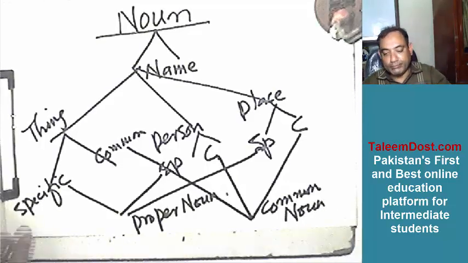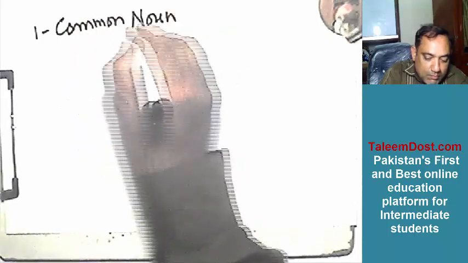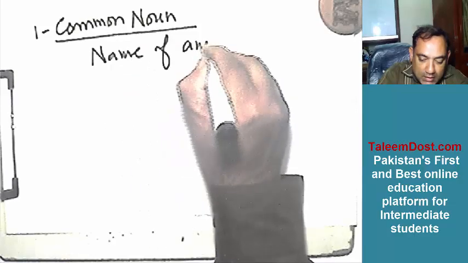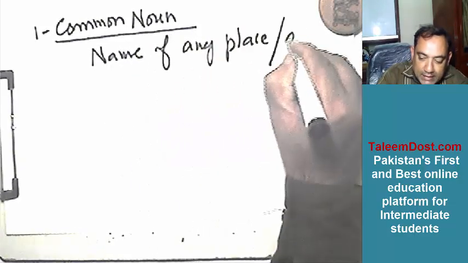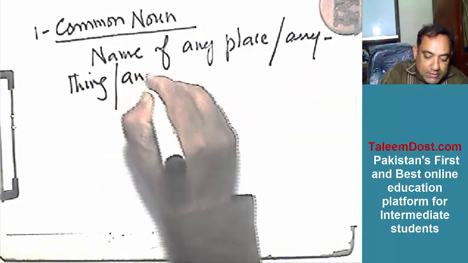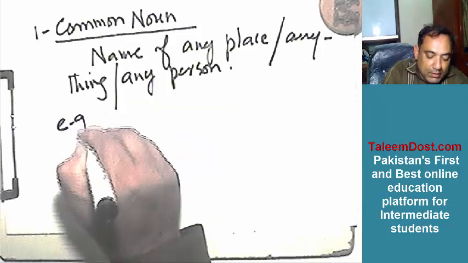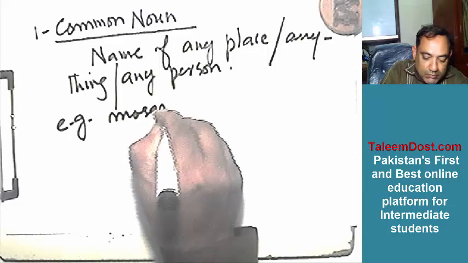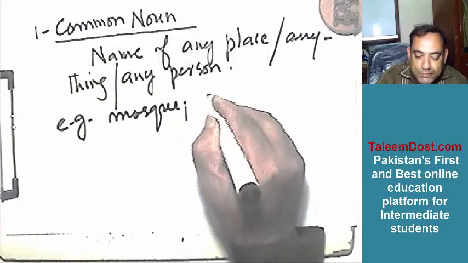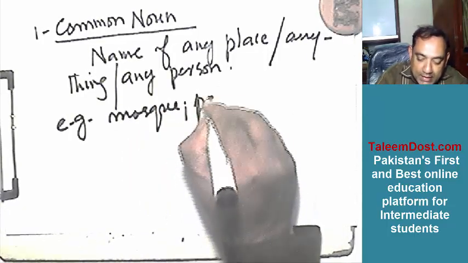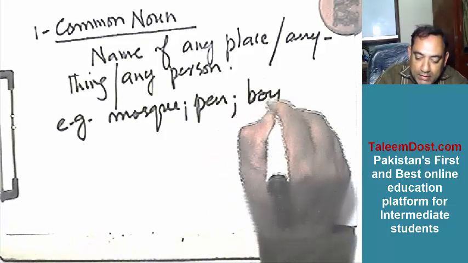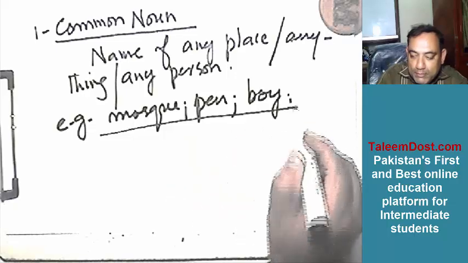Common noun means to be the name of any place, anything or any person. For example, mosque, that may be any mosque. Anything, pen, it may be any pen. Boy, it may be any boy.